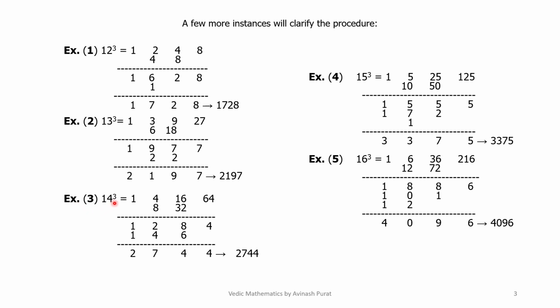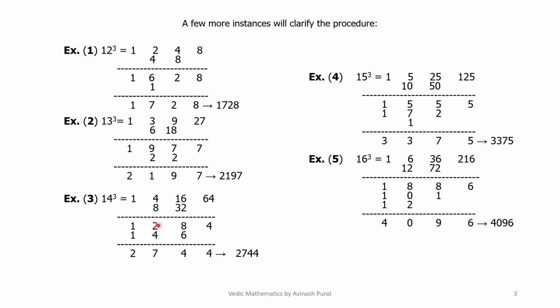Third example, 14 cube. The cube of 1 is 1 and the ratio is 4 to 1. So 1, 4, 4 into 4 is 16, 16 into 4 is 64. Second digit 4 multiplied by 2 is 8. 16 multiplied by 2 is 32, that is the third digit. So 64, 4 is written down and 6 is taken to the left. 16 plus 32 is 48. 8 is written down and 4 is taken to the left.